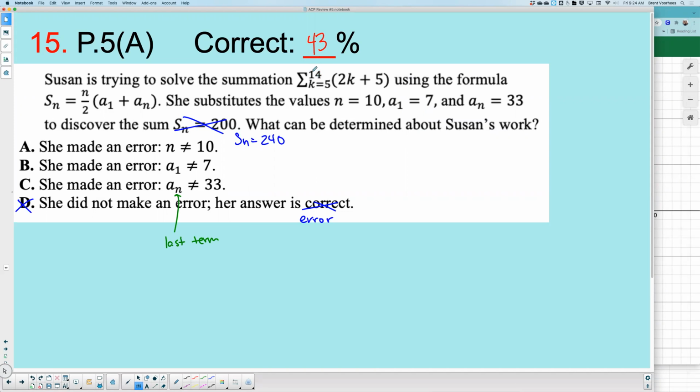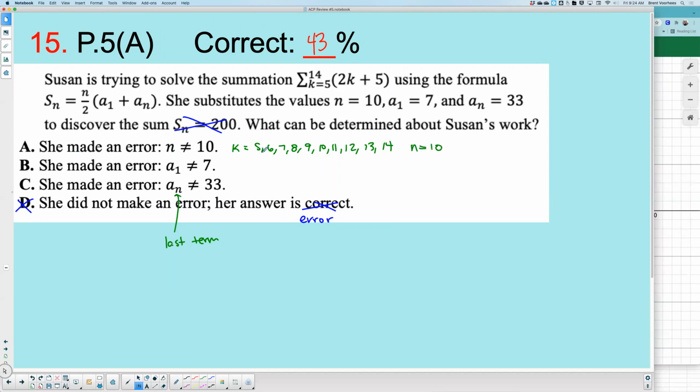A lot of people just think, oh, 14 minus 5, it's 9. That's not how it works. You actually aren't taking away 5. You're taking away the first 4. If you wrote out all your k's, you'd have k 5, 6, 7, 8, 9, 10, 11, 12, 13, and 14. You have that many k's. If you count them up, 1, 2, 3, 4, 5, 6, 7, 8, 9, 10. n does equal 10.